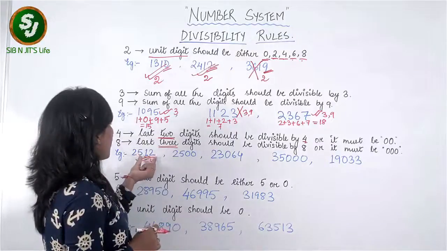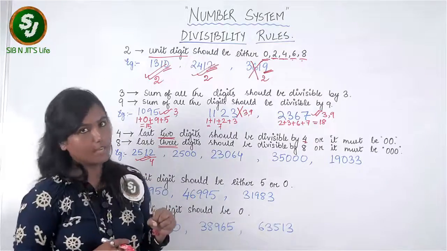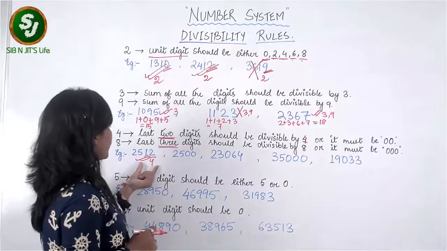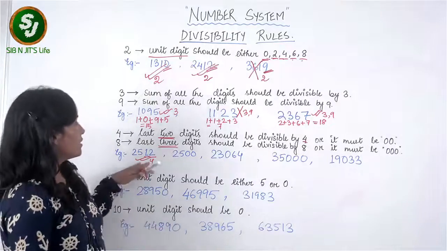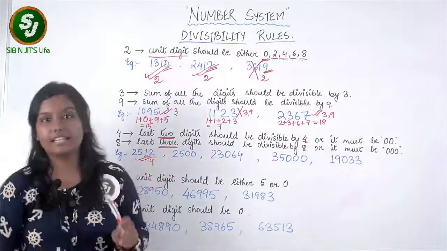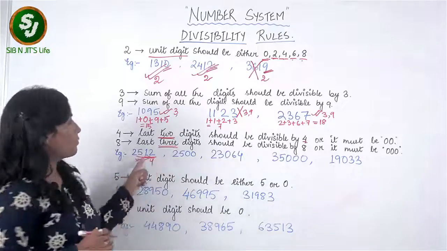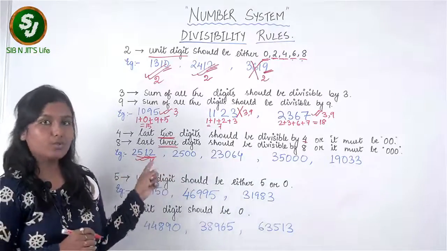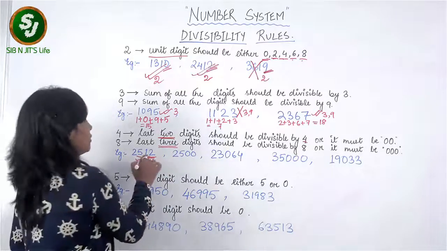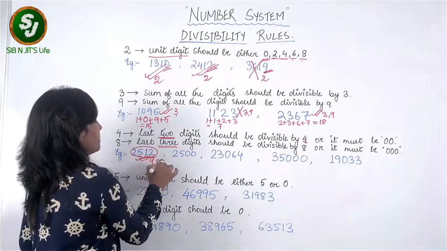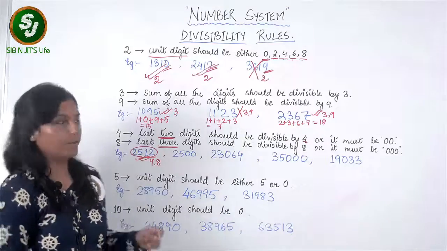Now 5, 1, 2. Is it divisible by 8? Let's check it out. Okay, so for 8, first we have to check the last 3 digits. So here in this case, the last 3 digits are 512, and 512 is divisible by 8. So this entire number will be divisible by 8 also.